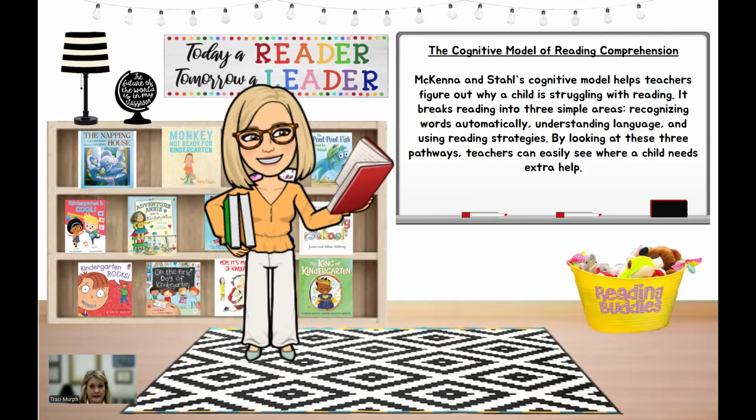The cognitive model of comprehension, that was McKenna and Stahl, okay? They said, let us help you. Let us help you figure out why a child is struggling with reading. So it broke reading down into three simple areas: recognizing words automatically, seeing them on the page and reading them, understanding language, and then using reading strategies. And by looking at these three pathways, teachers can easily see where the child needs help.